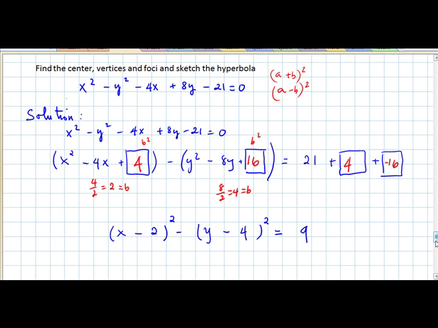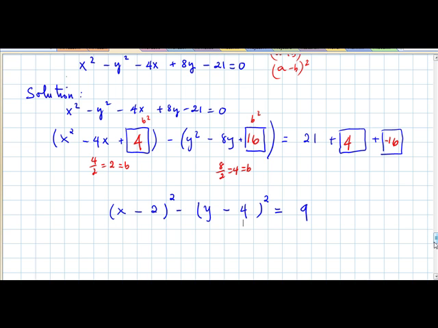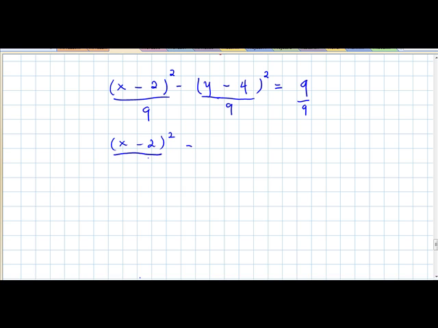Now remember the hyperbola had a 1 here. So to get 1 here, I have to divide by 9 on both sides of the equation. So I have x minus 2 squared over 9, then the same thing over here, equal to 1.